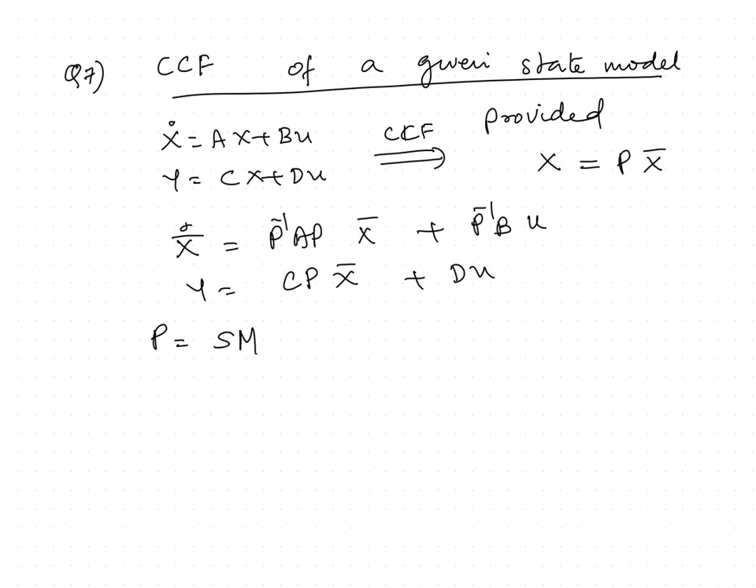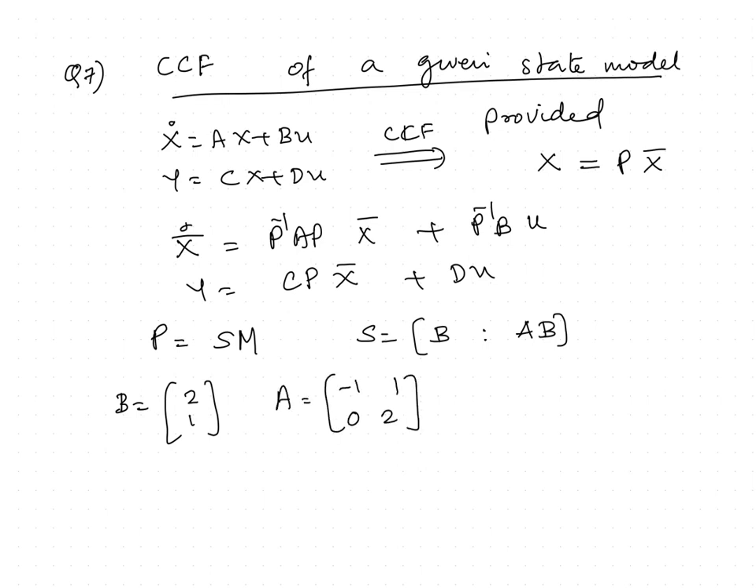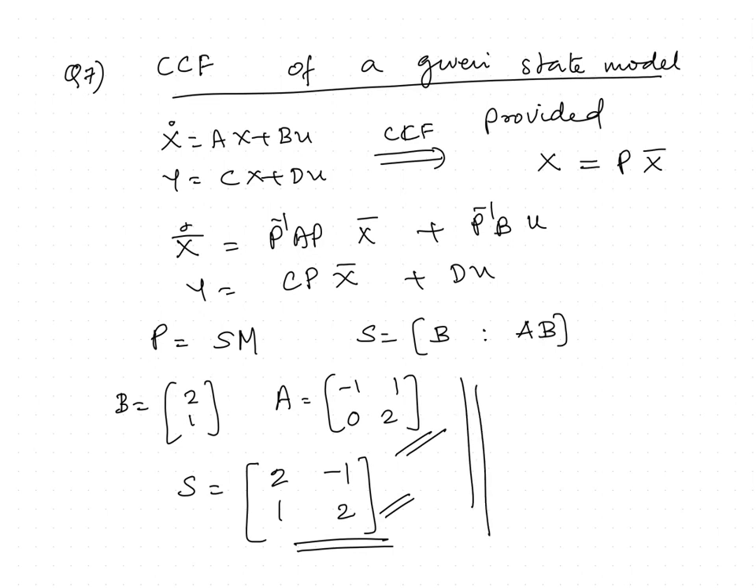P is nothing but S into M. So, I had mentioned that S is nothing but a matrix which is obtained by arranging B and AB. As far as this problem is concerned, B is 2, 1 and A is minus 1, 1, 0, 2. So, we can form S by arranging B first. B is 2, 1. Then we arrange the column which is obtained by the product of A and B. And this can be obtained as minus 1, 2. It can be noted that the size of A and size of B will be the same. Now, we can find capital M.